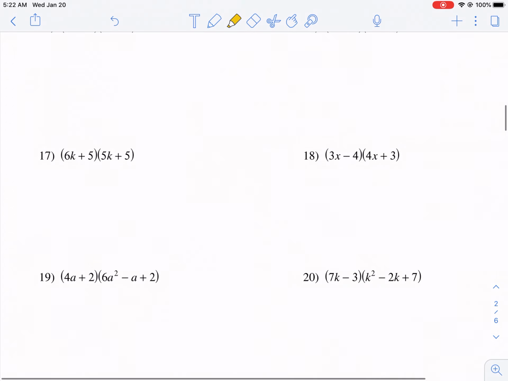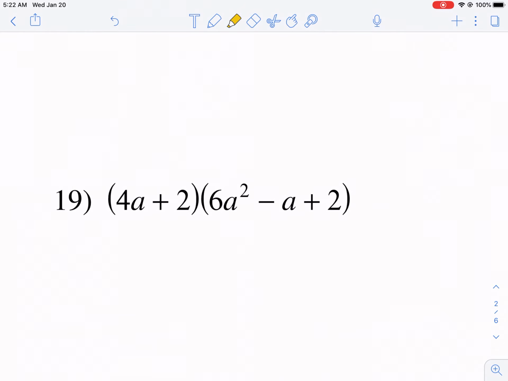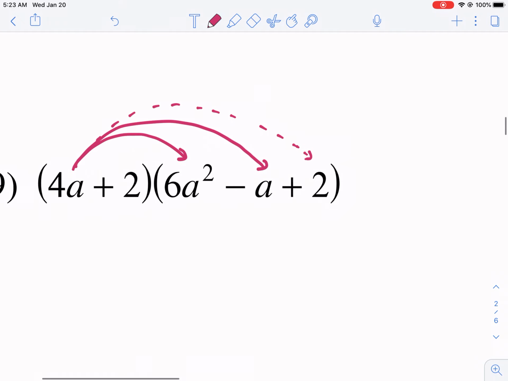Let's go down to, okay, this is one I wanted to get to. So hopefully you guys have lasted this far. What happens when we have this situation here? Well, it's almost exactly the same as we did before. So what I'm going to do is I'm going to draw arrows from 4a to the terms in the second set of parentheses. The only difference is now I have a third arrow. So I have to do 3 series of multiplications.